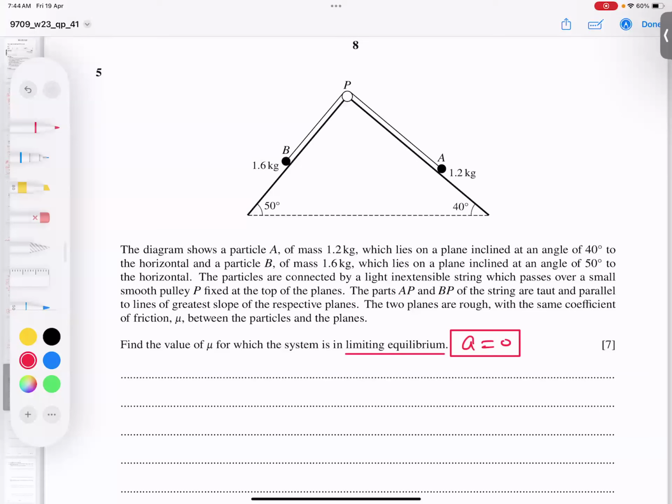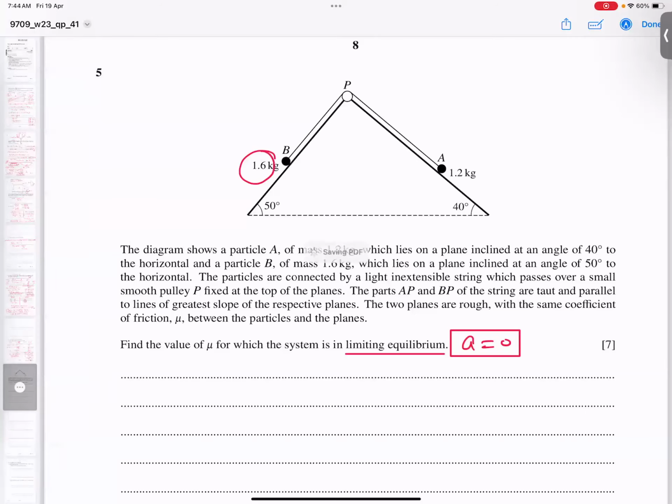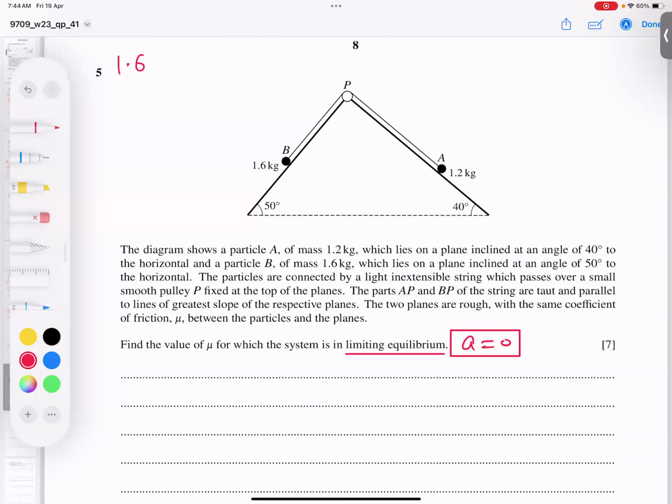So job number 1, resolving forces. What is this mass? 1.6 into 10, which becomes 16, so this is 16 newtons. It has 2 components, one acting parallel to the surface, and the other is R. This is 16 sine 50, and this is 16 cos 50. Same story here, students. Wait a minute.